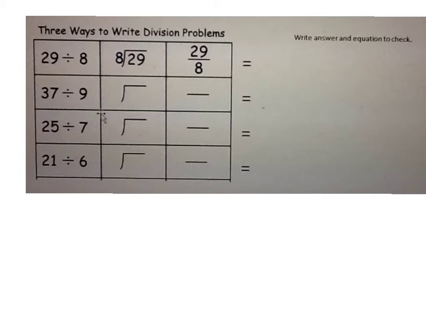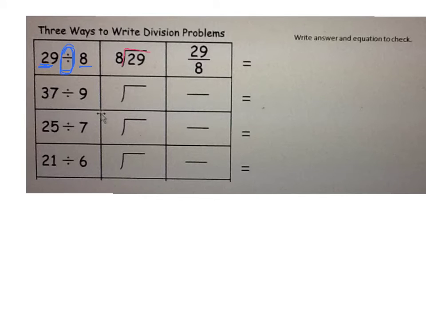So let's focus on these 3 ways. We have 29 divided by 8 with this little symbol right here. This is the first way. You have your dividend, which is 29, and that's going to be divided by your divisor, which is the number 8. The second way is in the middle.